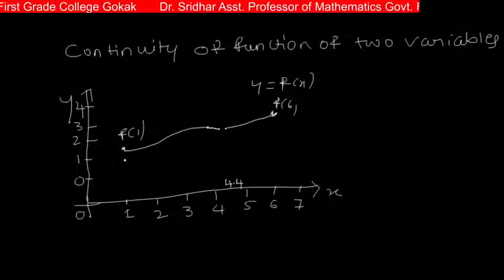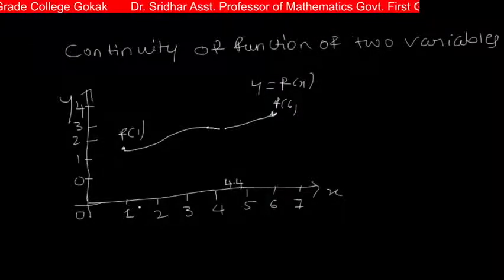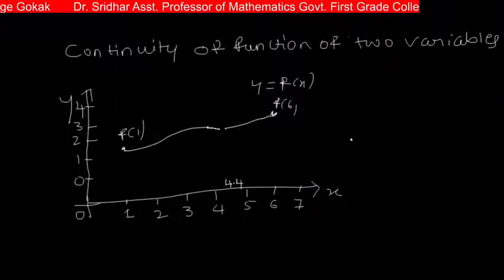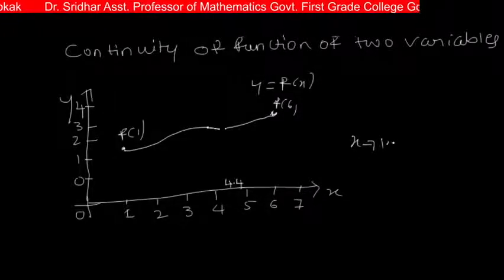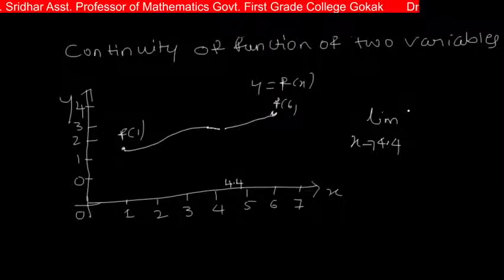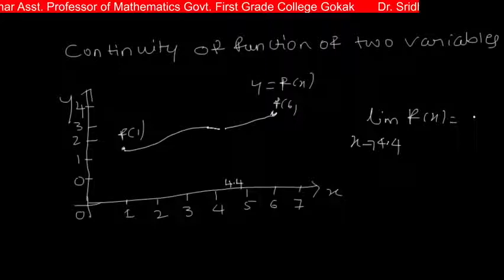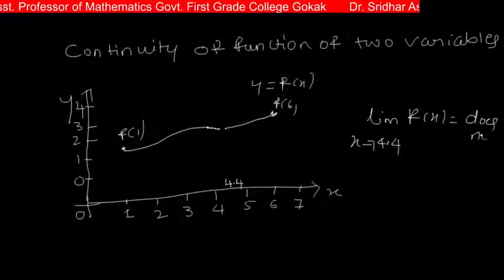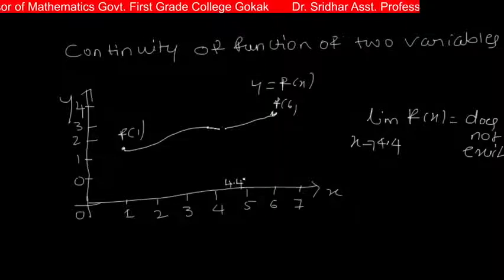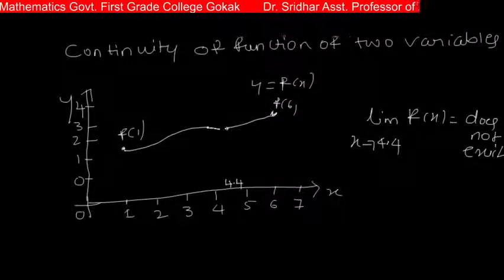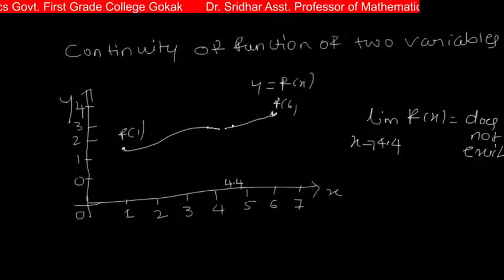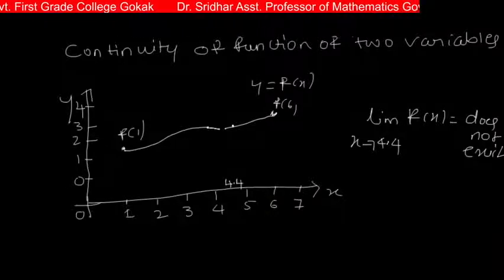Or we can say that if we move from x equal to 1 to 4.4, that is as x tends to 4.4, the limit of f of x does not exist, because there is a gap. So therefore the function is not continuous. Okay, so this is about the continuity of a function.